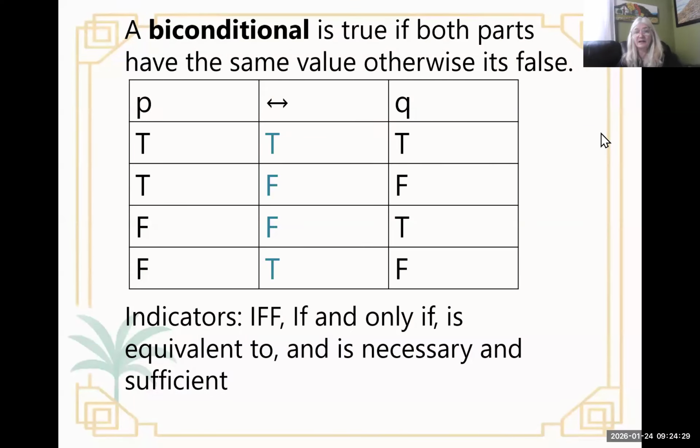Our final one is a biconditional. This is true if both parts have the same value. Otherwise, it's false. It's also called a material equivalence. So here we have true if and only if true is true. True if and only if false is false. False if and only if true is false. And false if and only if false is true. Indicators are IFF, if and only if, is equivalent to, and is necessary and sufficient for. Those all indicate biconditionals.